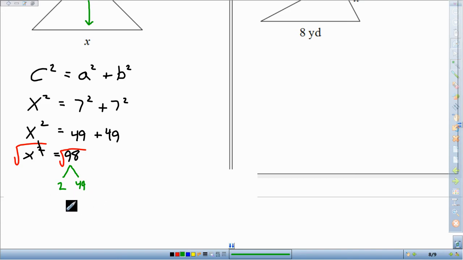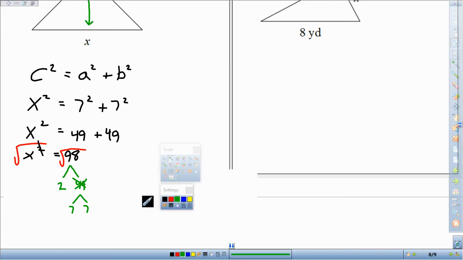49, though, we can break down. Two numbers that multiply to get 49 are 7 times 7. Remember, when you break it down, cross it out. Can we break down the 7s any farther? No, they are prime. We cannot break them down anymore. Only 1 times 7 will get you 7, and that would not break down the 7. We'd still have it.